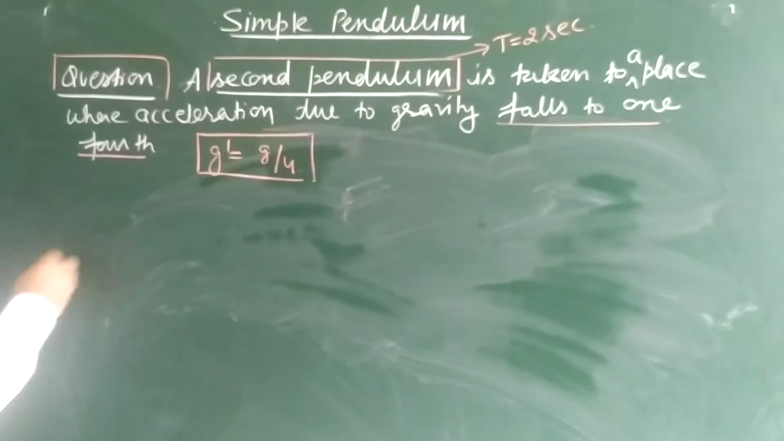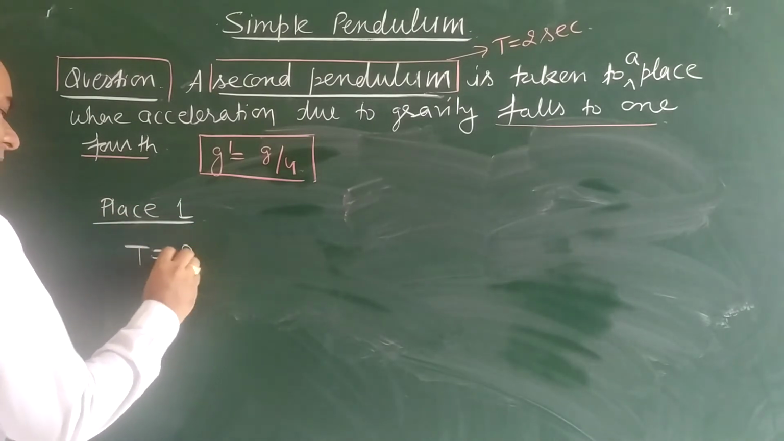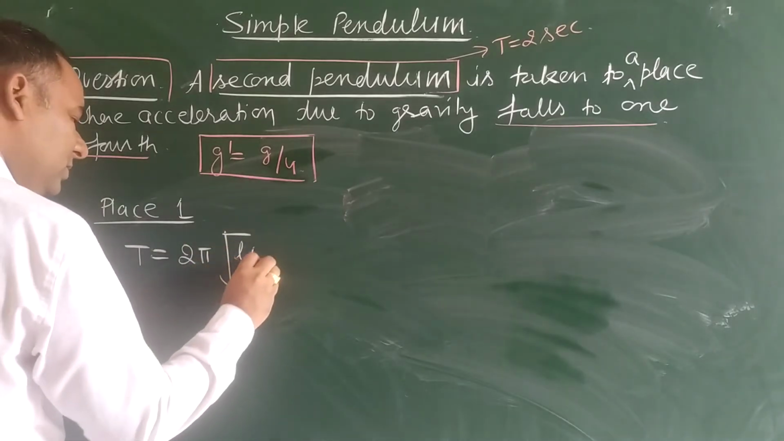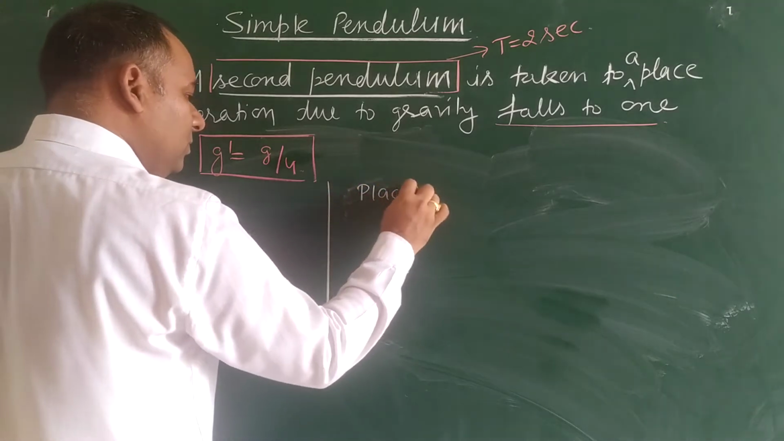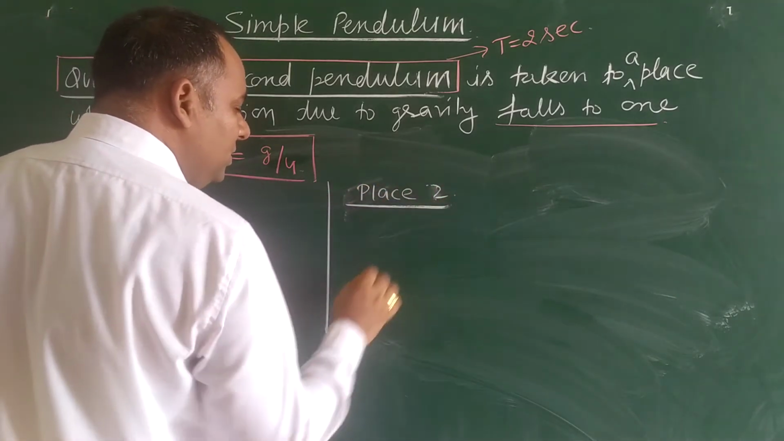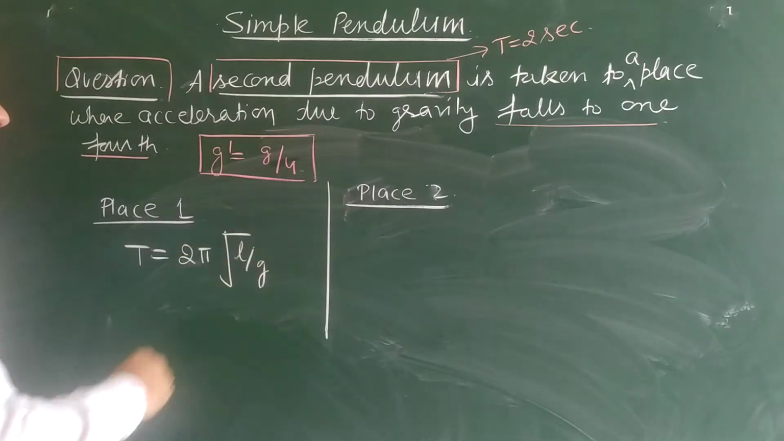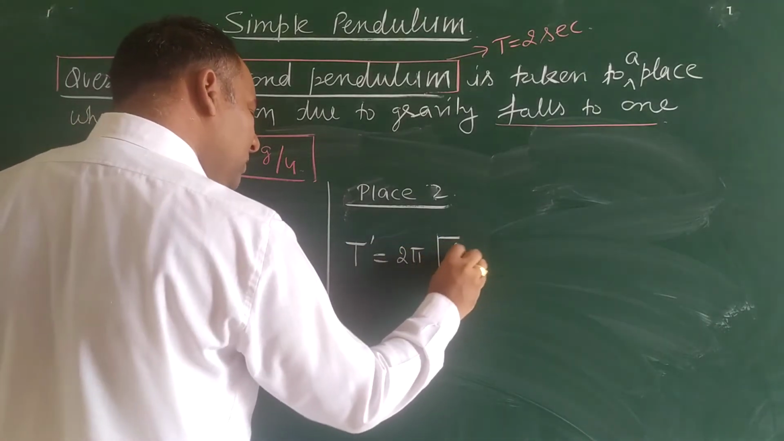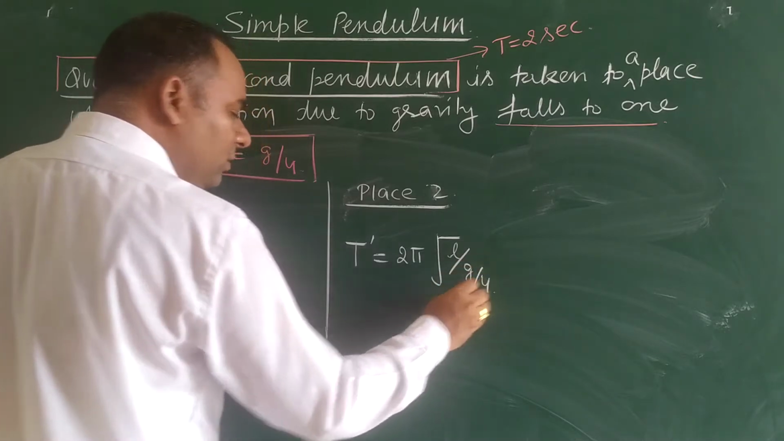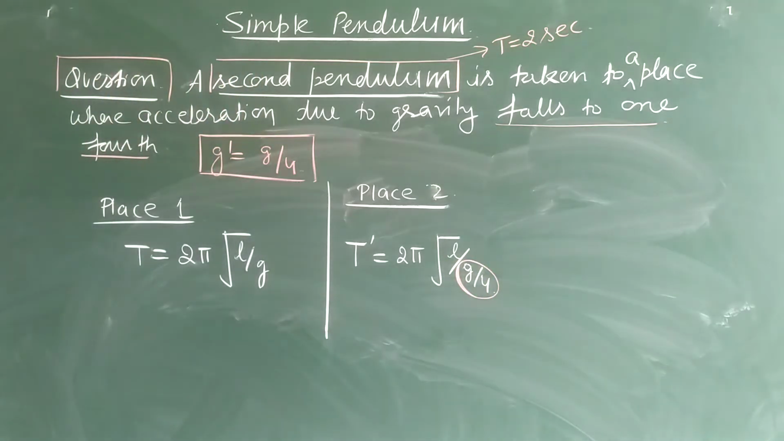So here, suppose in place 1 the time period of the simple pendulum is 2 pi under root L upon g. When we move to another place, that is place 2, there is a change in the value of acceleration due to gravity, and that value becomes 1/4. So the new time period, that is t dash, is equal to 2 pi under root L upon g upon 4. What is this g upon 4? G upon 4 means the change in acceleration due to gravity, which becomes 1/4.